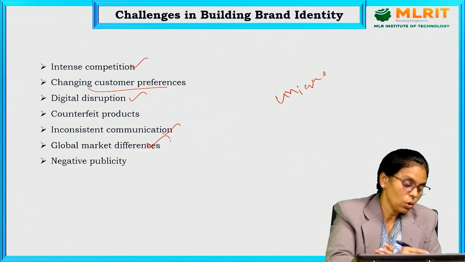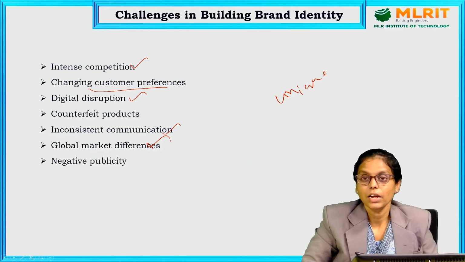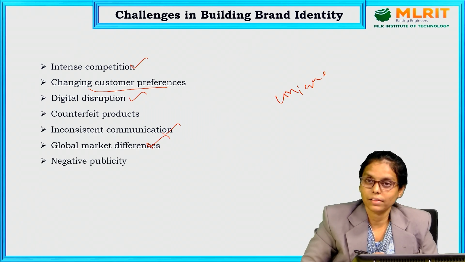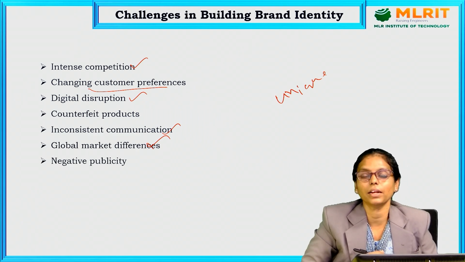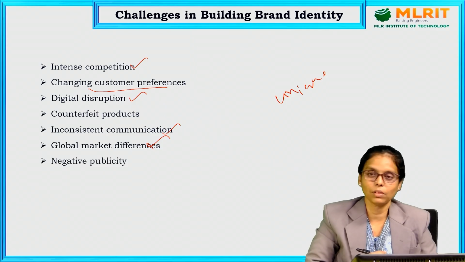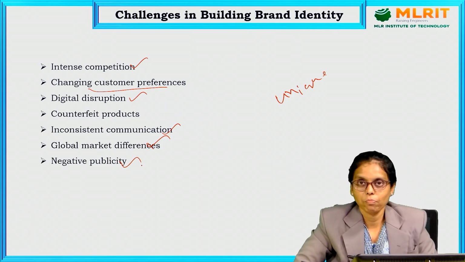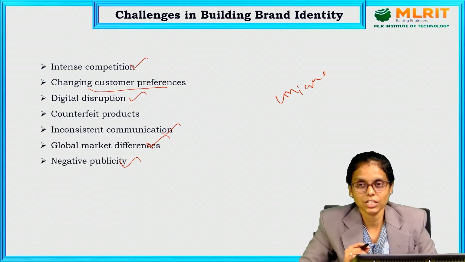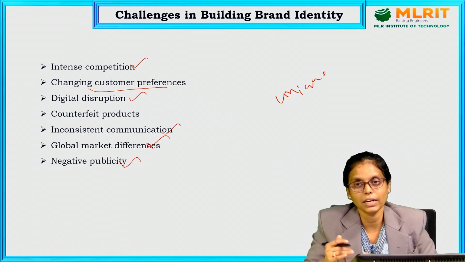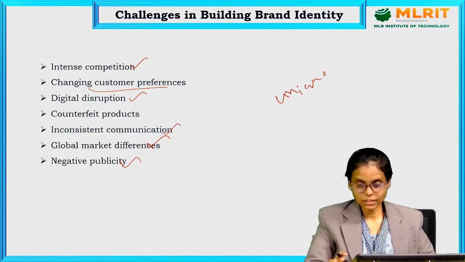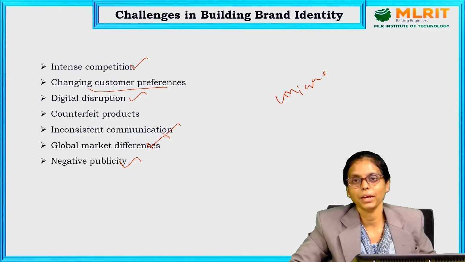Next one, global market differences. Whenever we enter another foreign country as an MNC doing global business, it creates many obstacles and problems in entering a new market. And at the same time, negative publicity. Whenever something is a little bit wrong, ultimately propaganda will be created in the market. These are the various challenges of building a brand identity.